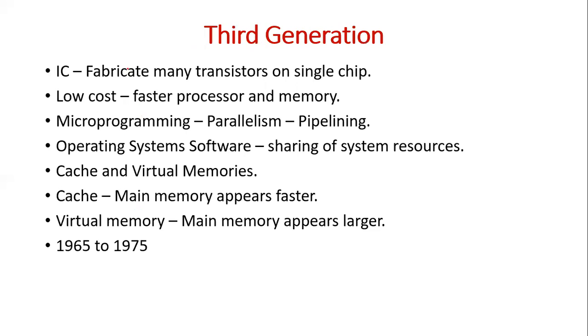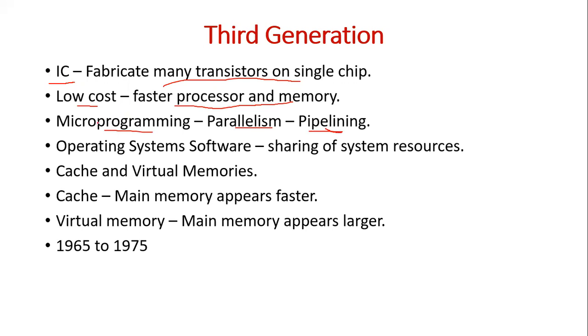Coming to the third generation computers, the concept of integrated circuits was introduced, by which many transistors can be fabricated on a single chip. Because of this, the cost of computers was reduced and faster processors and memory were developed. And the concepts of microprogramming, parallelism, and pipelining were introduced. Microprogramming is the one which guides the processor on how the machine instruction should be executed.